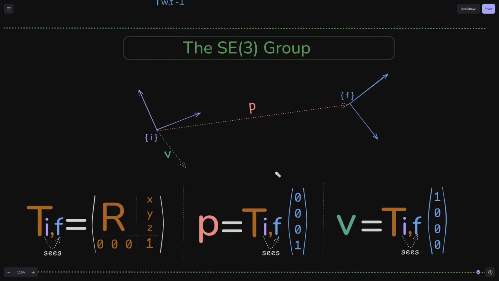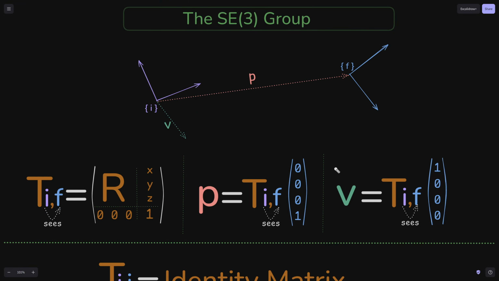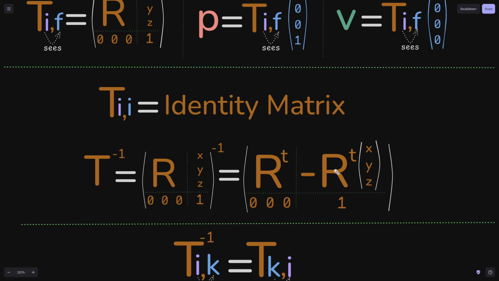Okay, this is something you should know, and I just explained this to make sure that we are on the same page. Same for the very basics of transformations. TII means you are doing nothing. How I sees itself. How does a frame see itself? Well, this is the identity matrix.